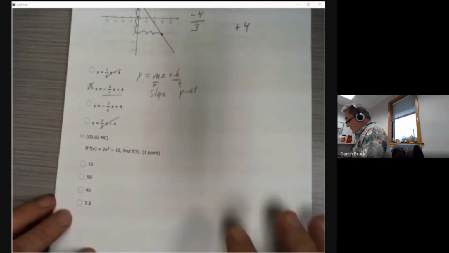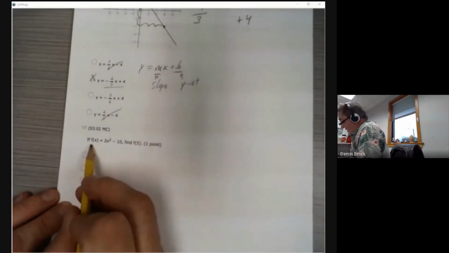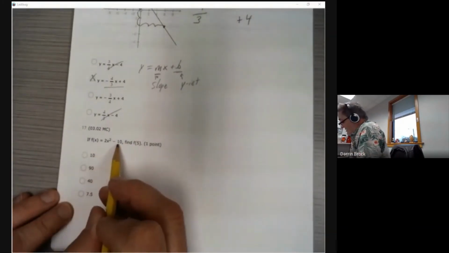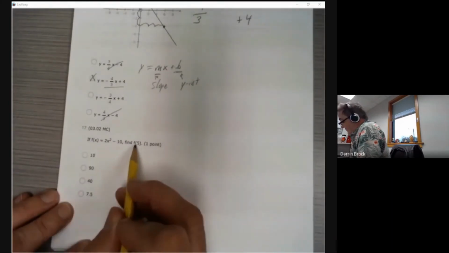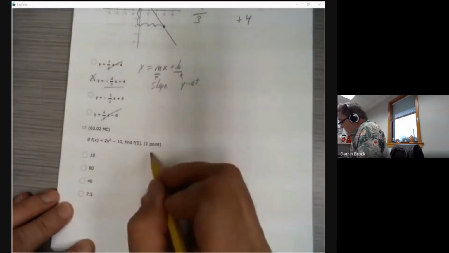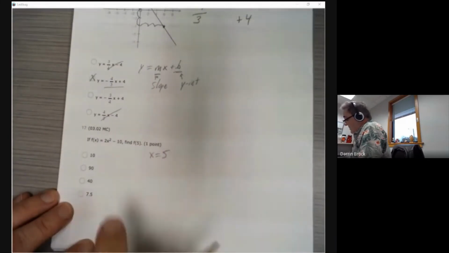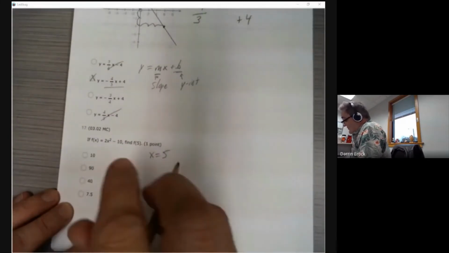All right, let's move down to number 17. We're moving right along. If f of x equals 2x squared minus 10, find f of 5. F of x, f of 5, so the x became 5. So x equals 5. So what does this equal if the x equals 5?